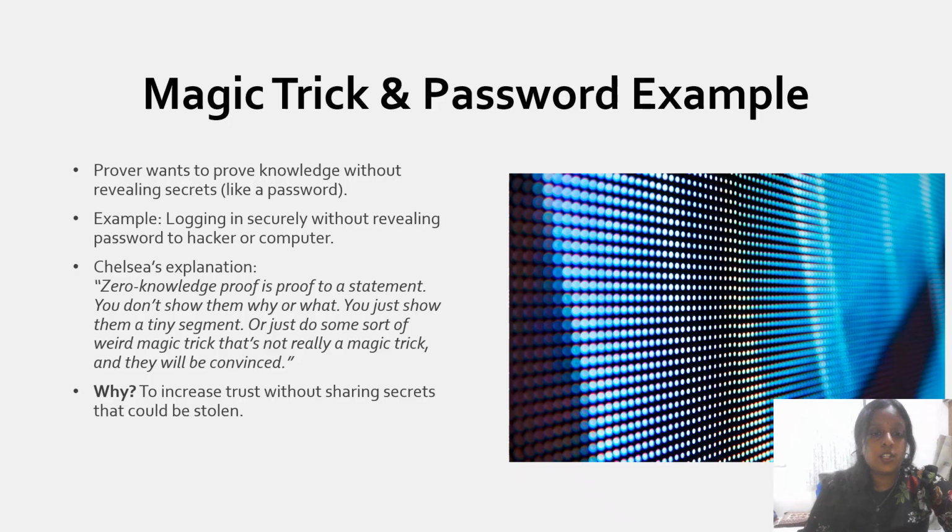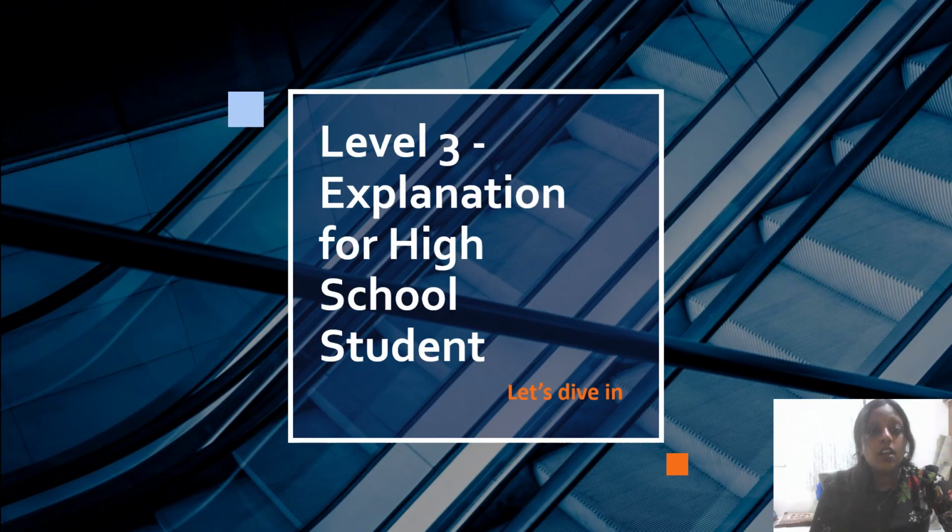So this is where zero knowledge proof is a proof to a statement. You don't show them why or what, you just show them a tiny segment, or do some sort of weird magic trick that not really is a magic trick, and they will be convinced. In a magic trick, when the magician does something, the viewer will be applauding because of his magic. He'll be doing something behind the scenes that only he will be aware of, but the audience will not be aware of the trick. So that's where we say zero knowledge proof is also a kind of magic trick. This could majorly be used to increase trust without sharing secrets that could be stolen.